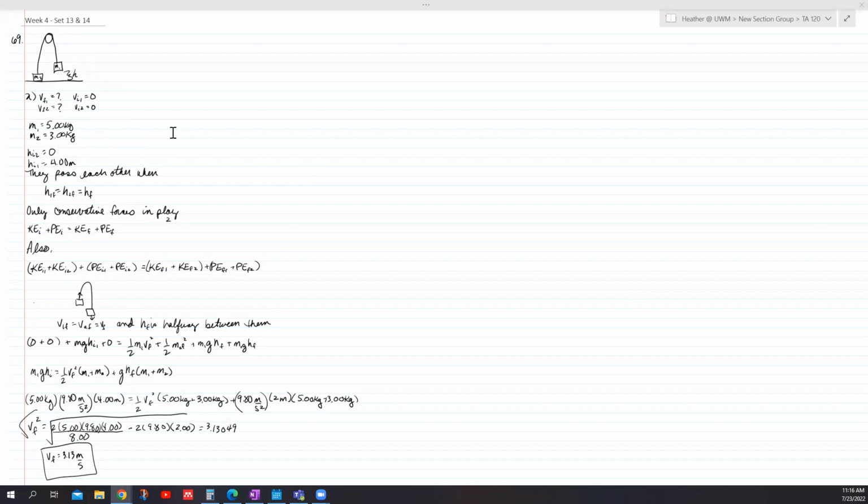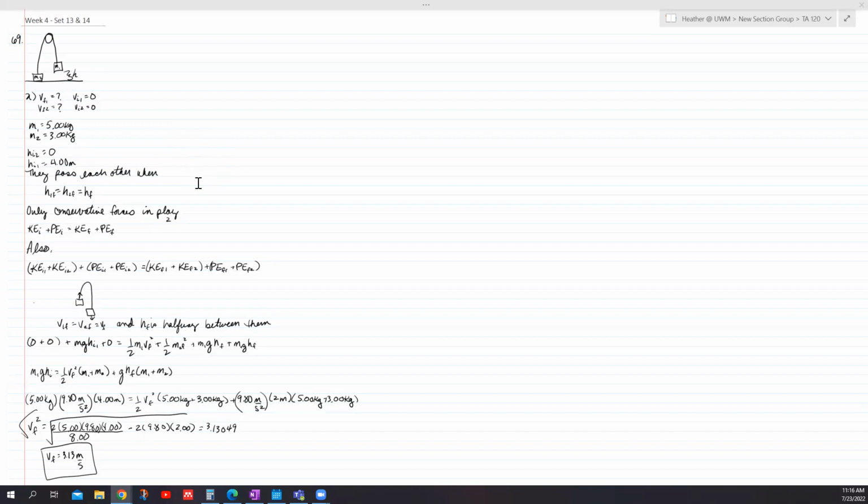We don't know what the final velocity is. We know that the initial velocity of both is 0. We know the masses are 5 and 3 kilograms. We know that the height of mass 1 is 0. We know the height of mass 2 is 0. We know the height of mass 1 is H. When they pass each other, their heights are going to be equal.